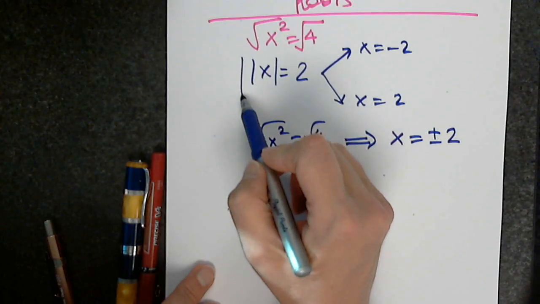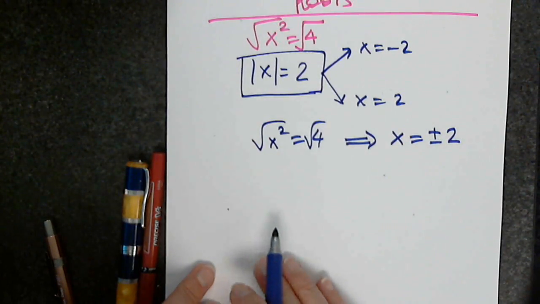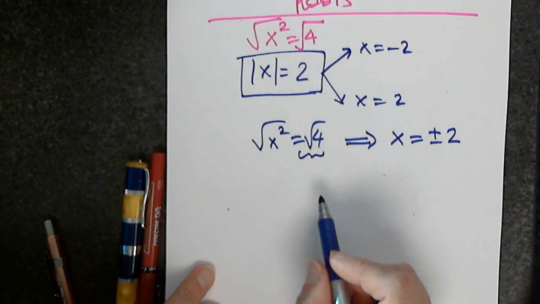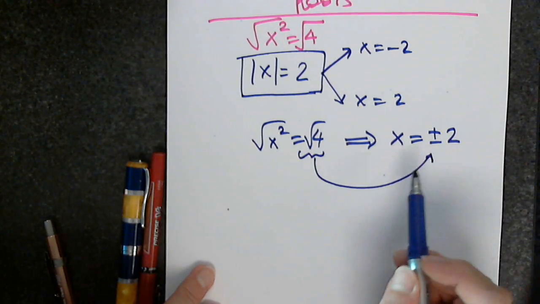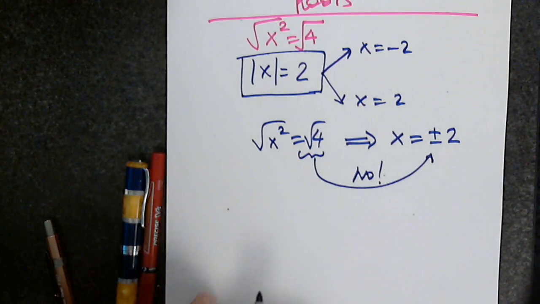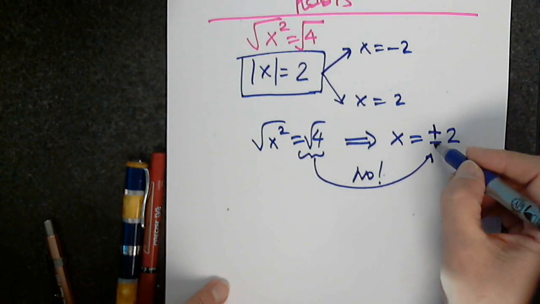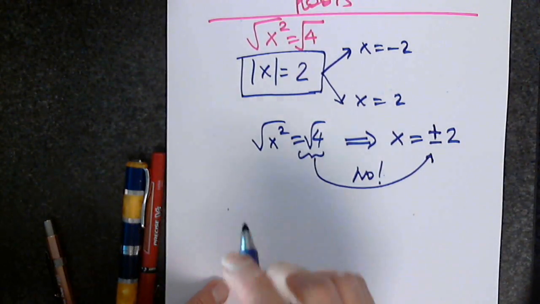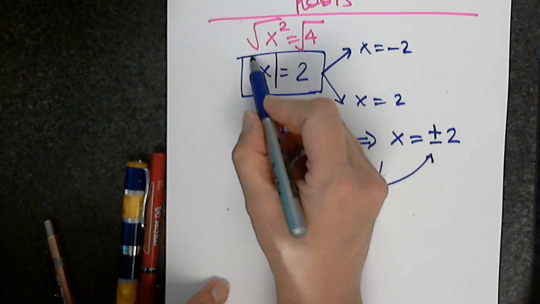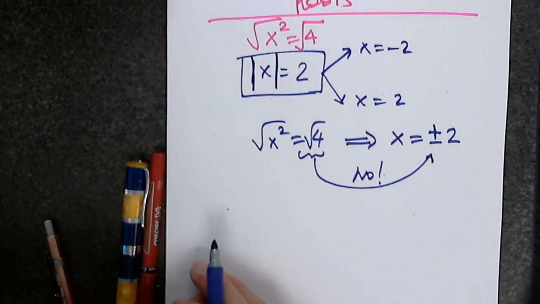This is the correct intermediate step. I don't want you to think that the square root of 4 is plus or minus 2. No. The square root of 4 is not plus or minus 2. Where do these two symbols come from? They come from the absolute value. They come from the left-hand side, not from the right-hand side.